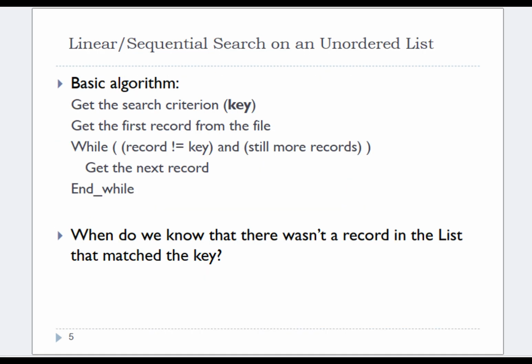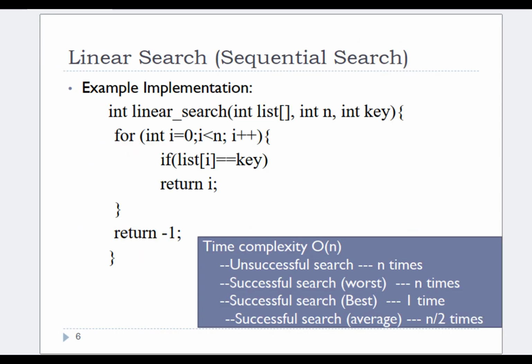Linear/sequential search on an unordered list. Basic algorithm: get the search criterion, key. Get the first record from the file. While the record does not equal the key and there are still more records, get the next record. End while. When do we know that there wasn't a record in the list that matched the key?